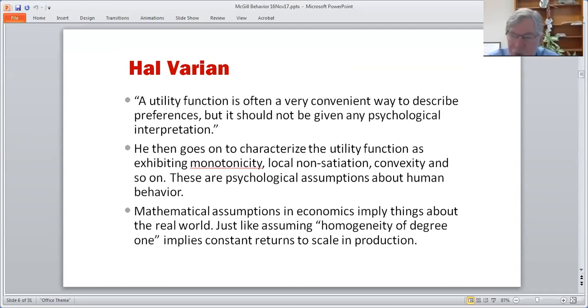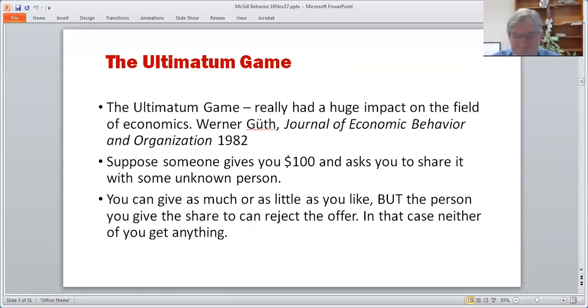I mean, these are mathematical properties that really say something about how humans make decisions. So they are psychological properties. So you really can't get away from that. Once you write down a utility function, you're saying something about real world behavior. Just like you write down a production function that is homogeneous of degree 1, that means constant returns to scale in production. You double all the inputs and output exactly doubles. So these functions really say something about reality, even though a lot of economists deny it.